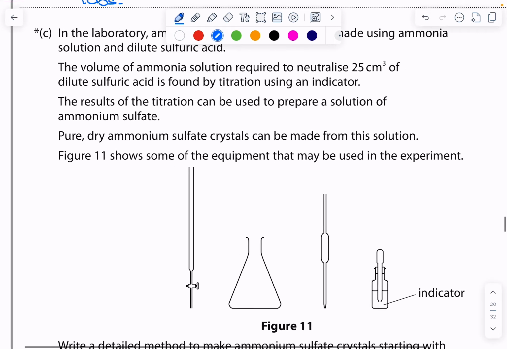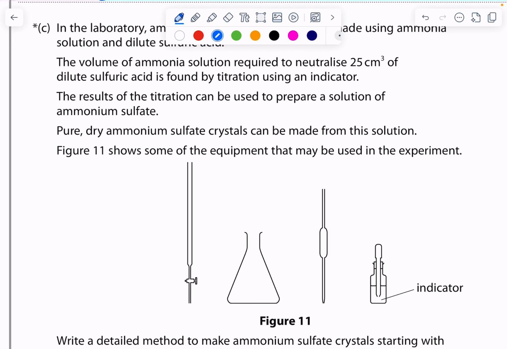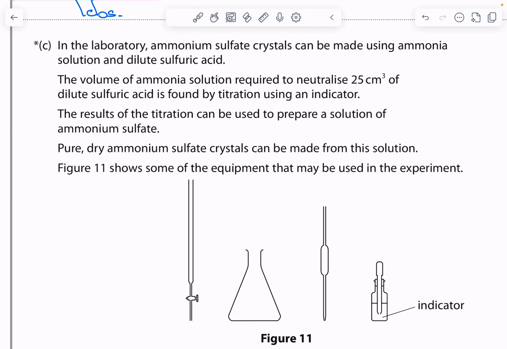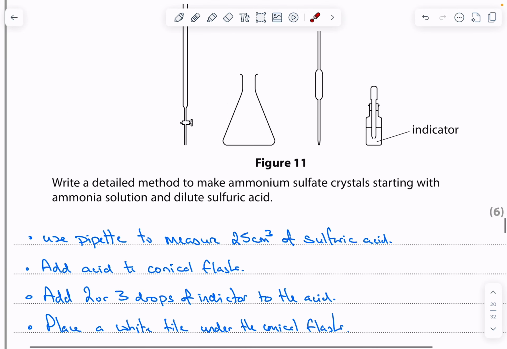Okay, next one, part C. Part C is a 6 marker. What I have done is I've structured an answer that I'll talk through, because it's easier than just writing as we go. It's a bit quicker for you guys watching. We'll set up the question here and then have a look at the answer. It wants us to make a pure, dry sample of ammonium sulfate by doing a titration reaction. The question asks us to write a detailed method, so the key there is detailed, to make the ammonium sulfate, starting with ammonia and sulfuric acid.